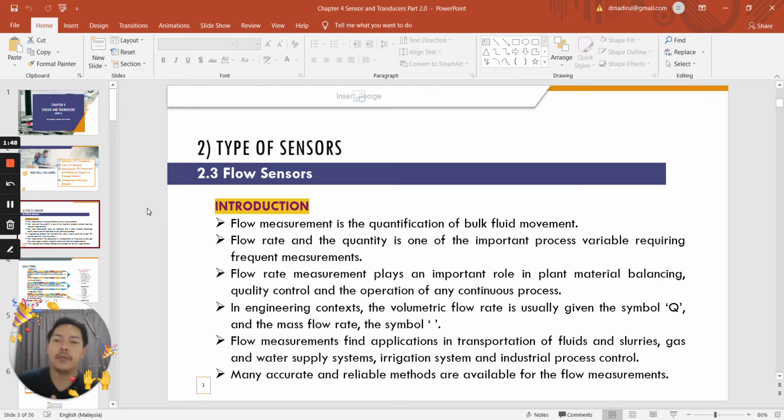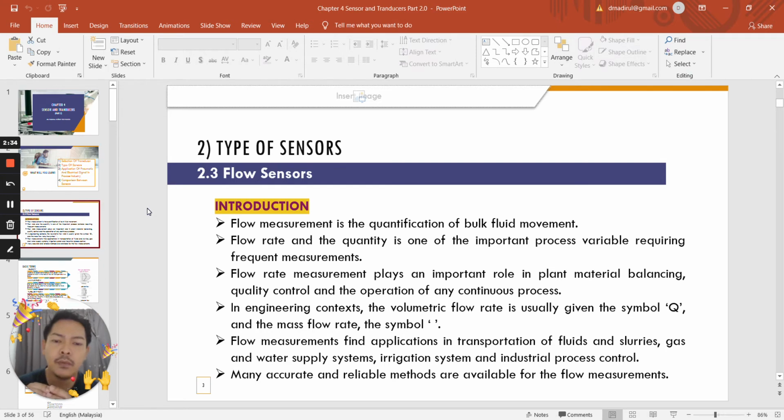Okay, types of sensor. The first type of sensor for this topic is the flow sensor. Flow measurement is the quantification of bulk fluid movement. Flow rate and quantity are among the important process variables requiring frequent measurement. Since this is flow measurement, you need to measure it frequently because it's continuously flowing. Flow rate measurement plays an important role in plant material balancing, quality control, and the operation of any continuous process. So for any continuous process, flow measurement is very vital.